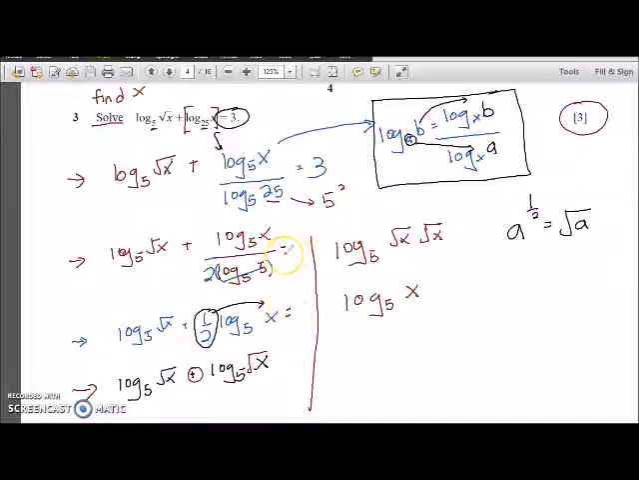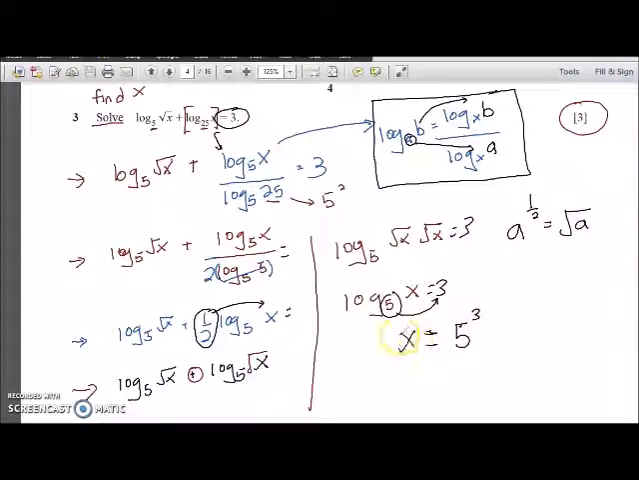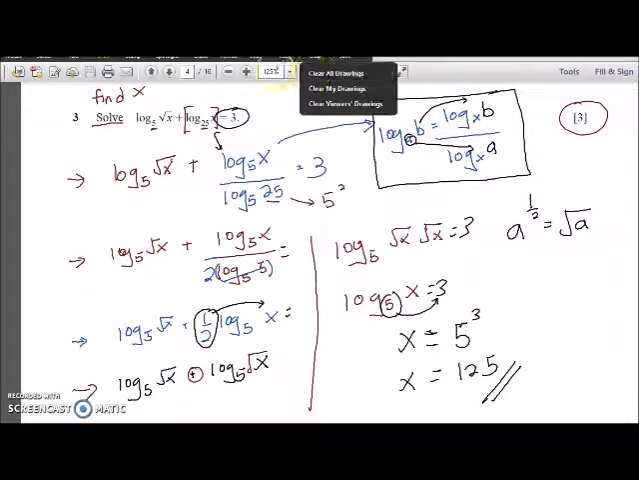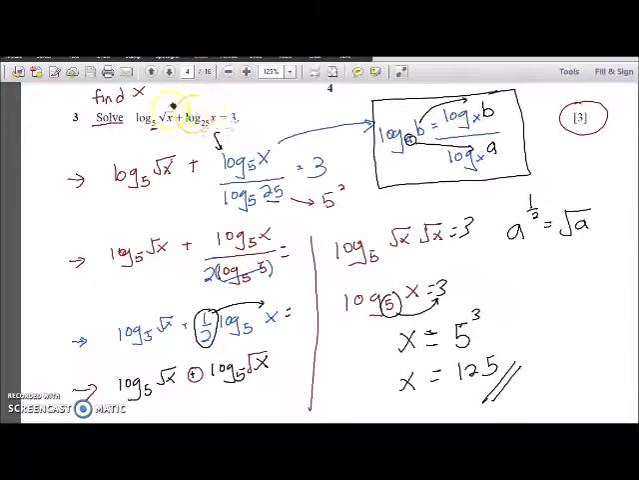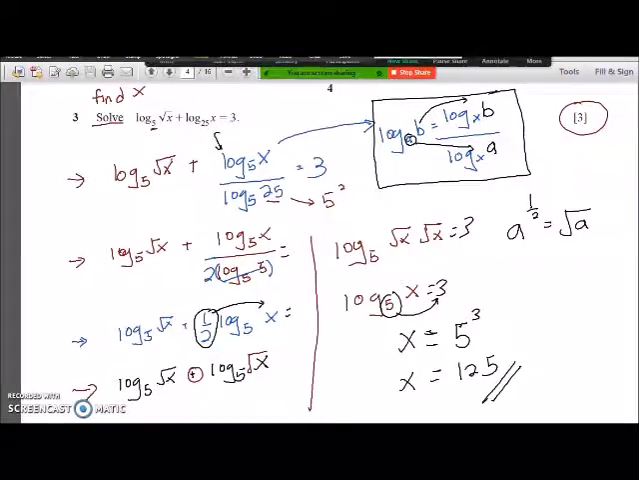Alright, so it is equals to 3 and equals to 3. Now this 5 here moved to the opposite side and becomes 5 power of 3, and this is x. So x is now equals to 125. This is the explanation for this question. Alright, okay, next we move to the next question.